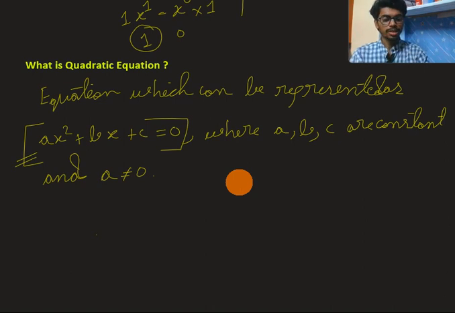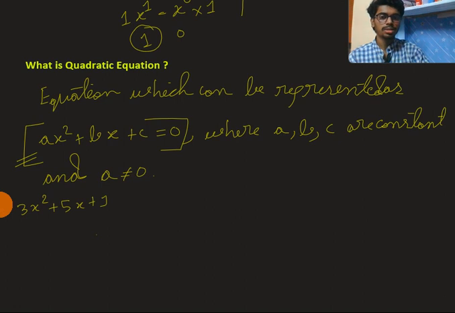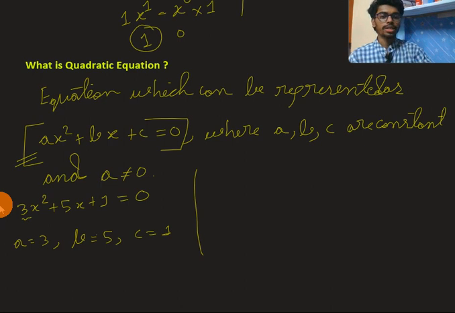So let me give some examples of quadratic equations. 3x square plus 5x plus 1 equal to 0. Here a is equal to 3 clearly, b is equal to 5, and c is equal to 1. You see, a, b, c are nothing but the coefficients of x square, x, and x to the power 0. The coefficient of x square is 3, the coefficient of x is 5, and the coefficient of x to the power 0 is 1.